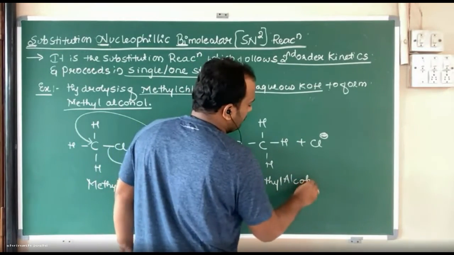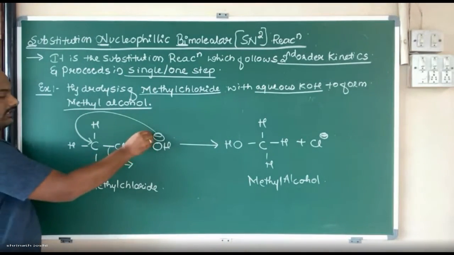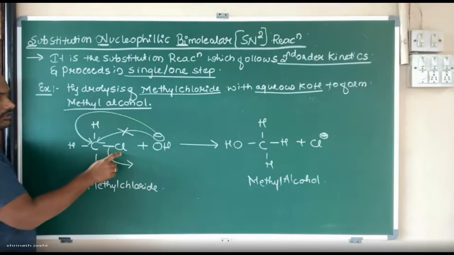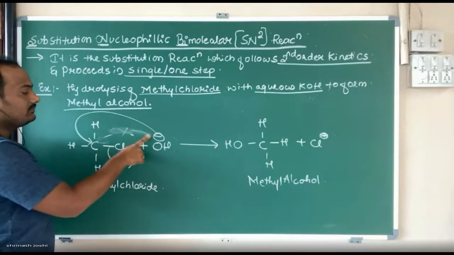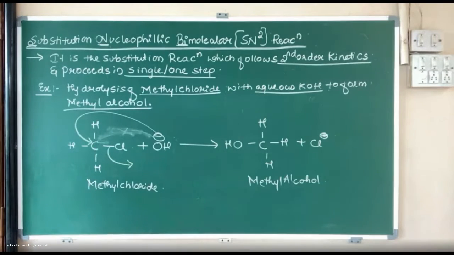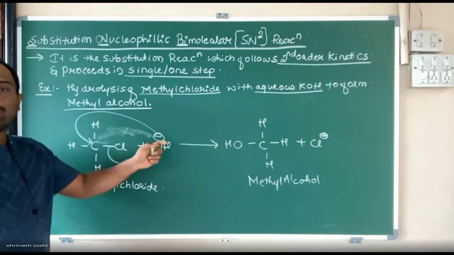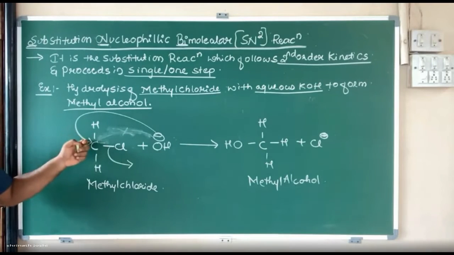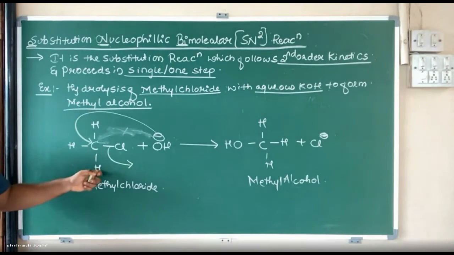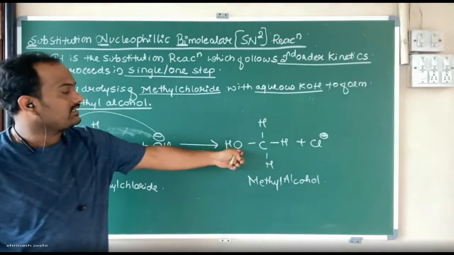In this reaction, students, any difficulty? See, it cannot come from the front, because there is a chloride atom in front. Traffic jam. It will take another route, from the back side. The nucleophile will never come from the front; the chloride ion will never allow OH minus to come from the front. Therefore OH minus will choose the opposite side, the back side. If chloride is on the top, it will come from the bottom. If chloride is on the front, it will come from the back side like this. Therefore OH minus is now on the left side.